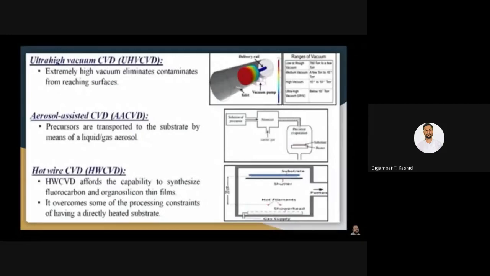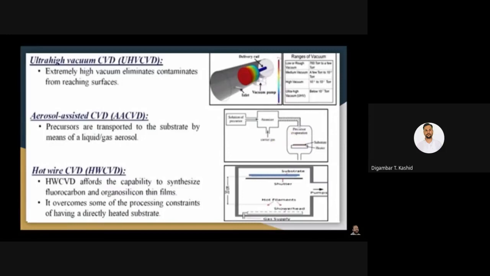Then they will make a small bubble form, and that bubble will come directly onto the substrate and deposit onto the substrate itself. We have some heating arrangements so that it can do the chemical reaction. If any heat is required, then they will make a film or maybe a coating on the top of the surface.